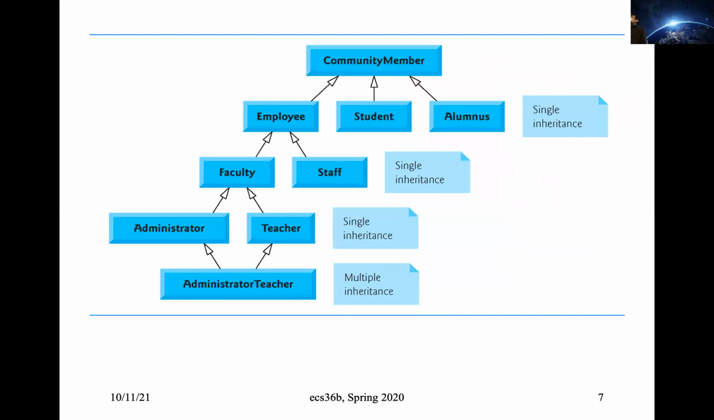Okay, let me use this as an example. Let's worry about single inheritance. Assume I'm a teacher. A teacher is a faculty. A faculty is an employee. And the employee is a community member of UC Davis. You can see that when I create a teacher object, I'm actually creating four objects: the teacher object, the faculty object, the employee object, and the UC Davis community object. I actually create four objects instead of one. So when I say create, I really have memory space sufficient to host all four objects when I want to create a teacher object.